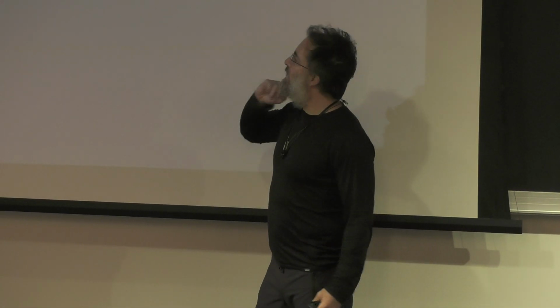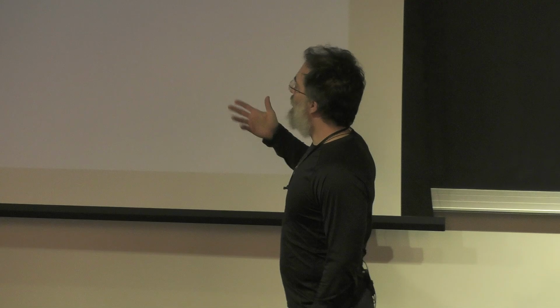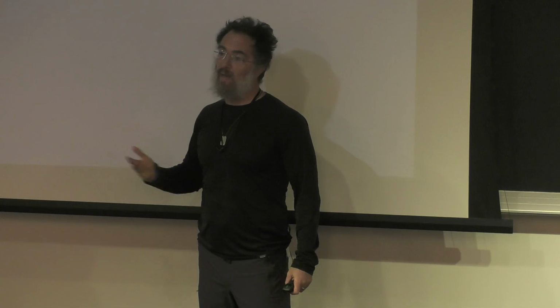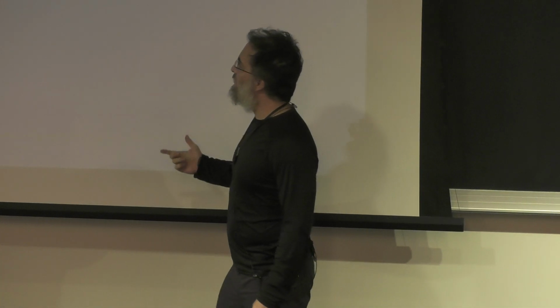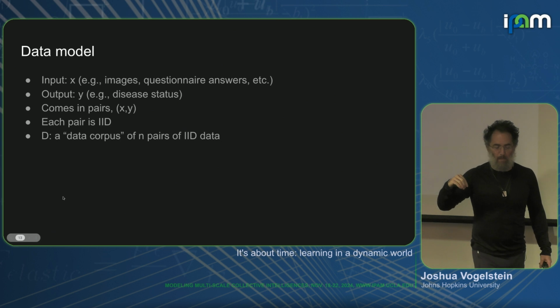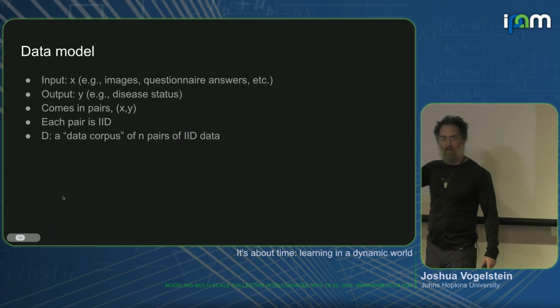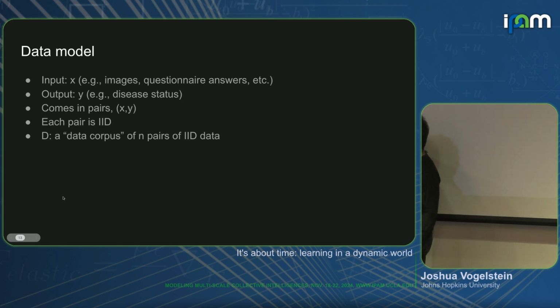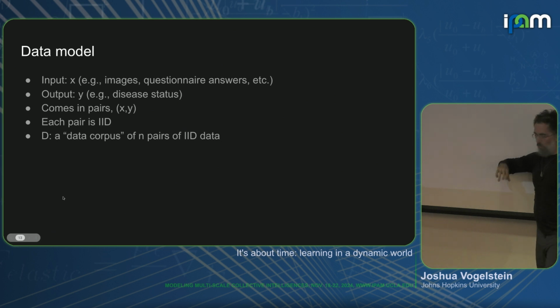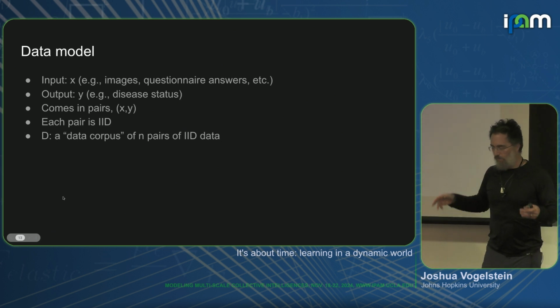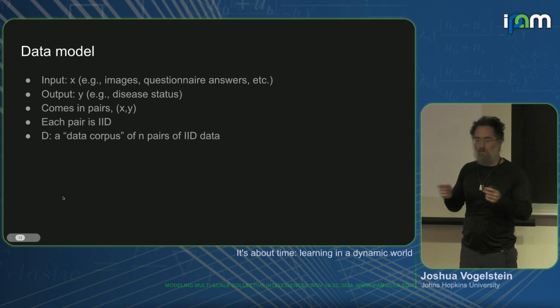So we start with a data model, and we're going to focus on supervised learning for simplicity. So the input is going to be maybe images, could be text, could be tokens. The output could be disease status, I do a lot of biomedical research. It could also be the next token. They come in pairs. Each pair in this PAC model, probably approximately correct, is IID, meaning independently and identically distributed. And we're going to say D, capital D, is a data corpus, which is just a set of n pairs. It's important that it's a set because sets you can order arbitrarily and it doesn't change anything.